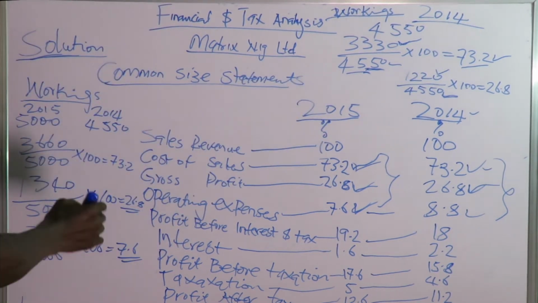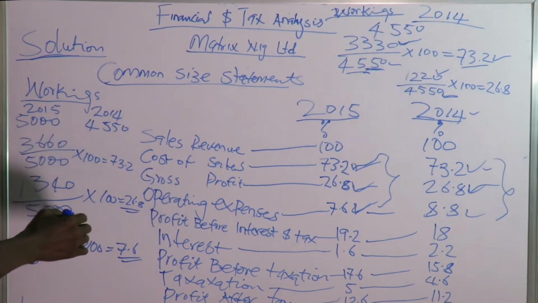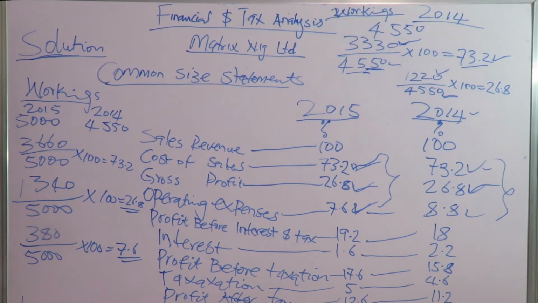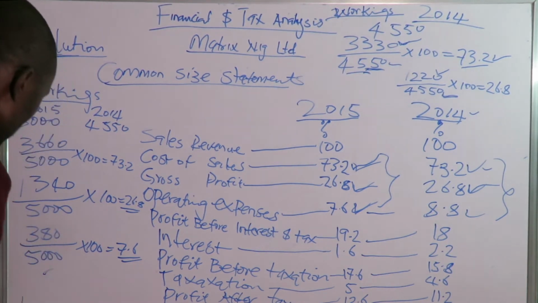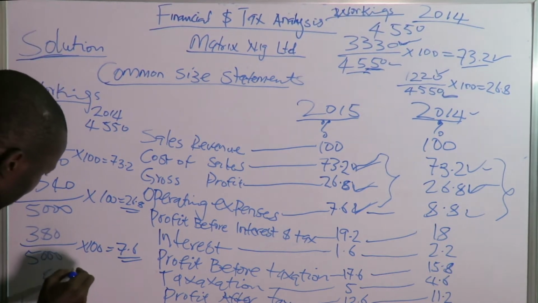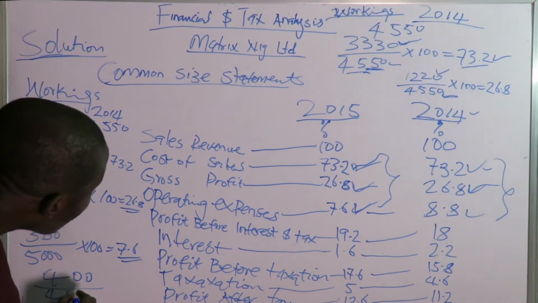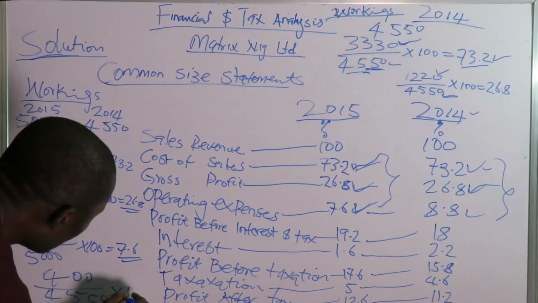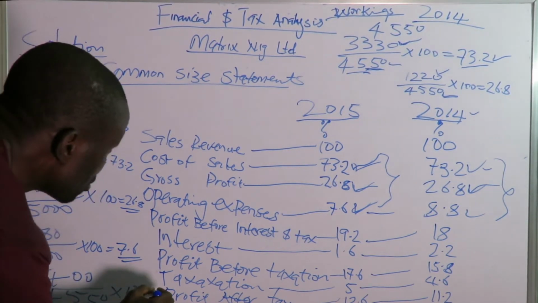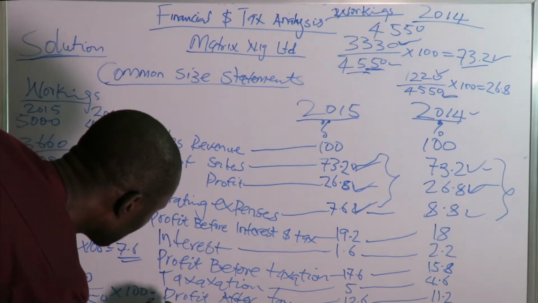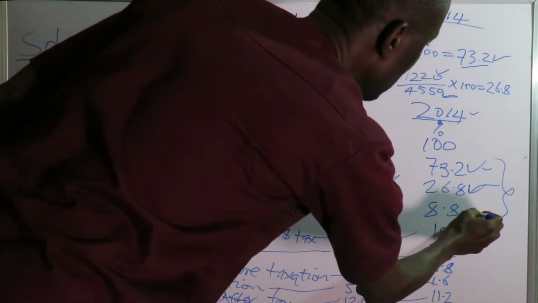So let's work for the third one. So we are working for operating expenses. So how much is operating expenses for 2014? Operating expenses for 2014 is 400. So you bring it 400 all over 4,550 times 100 equals to 8.8. So that is how we got this 8.8.